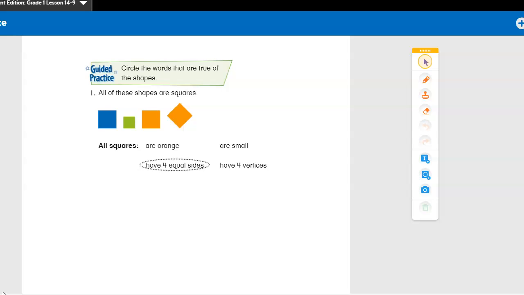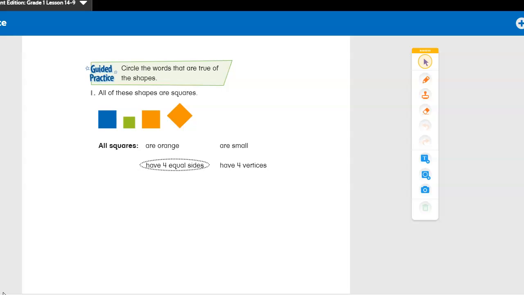So all 4 shapes that we see on the page are squares. Now we have to select the words that are true, and it wants us to circle the statements that are true. So let's read it. The first statement says all squares are orange. All squares are small. All squares have 4 equal sides.